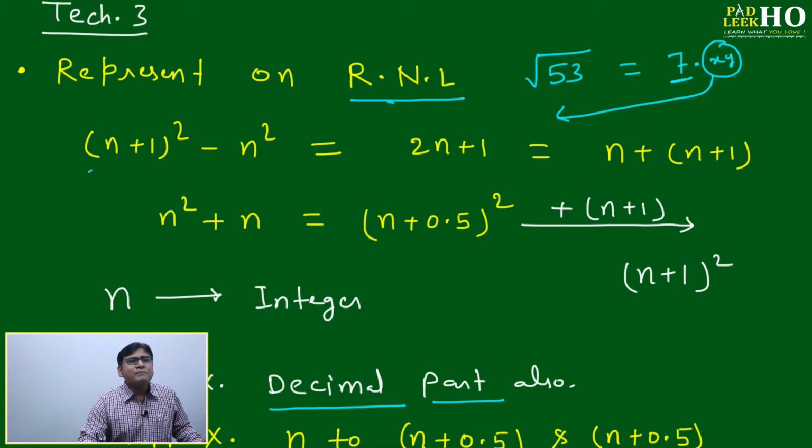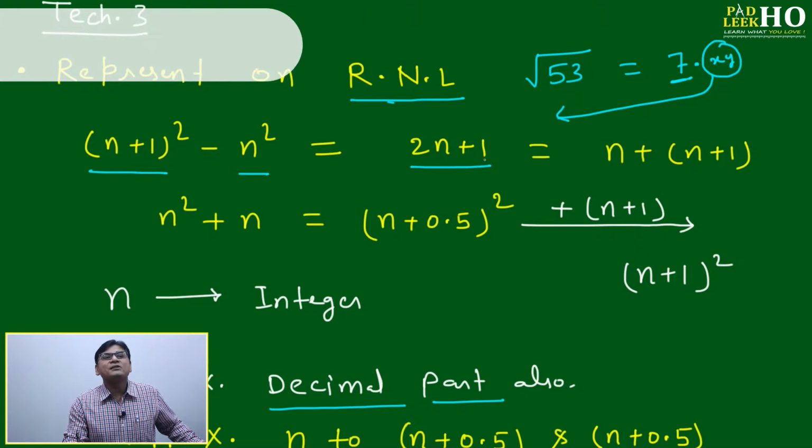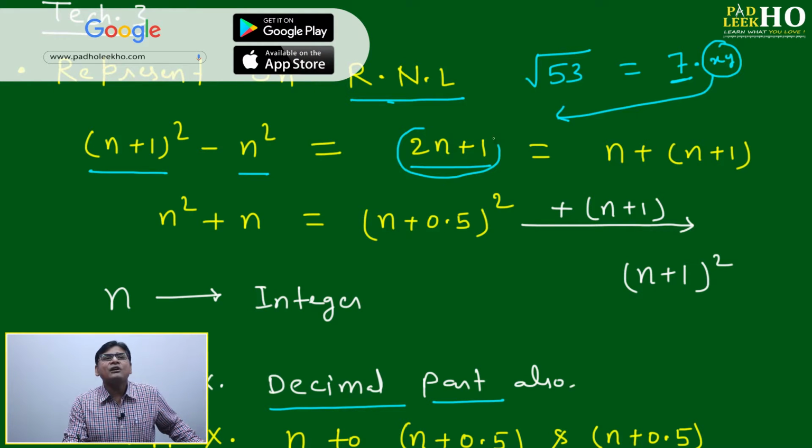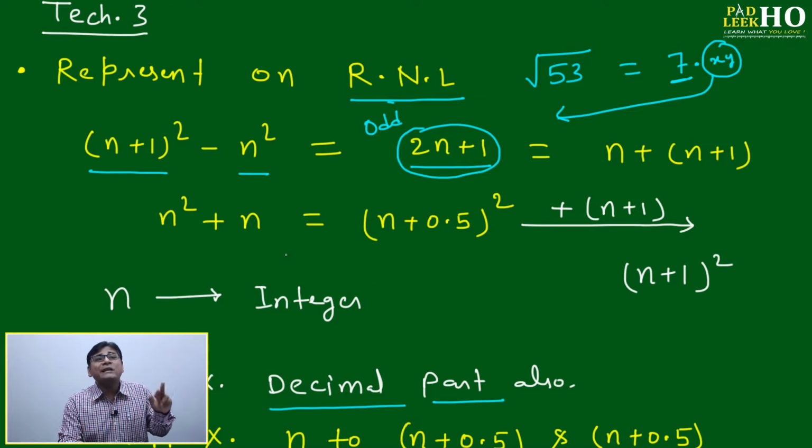How will we do it? One simple concept is there. Just algebra. It is an observation, not a concept. n plus 1 square minus n square will become n square plus 2n plus 1 minus n square, so you get 2n plus 1. What is this? This is an odd number. 2n plus 1 will always be an odd number. It means the difference between two consecutive square numbers will never be even. It will always be an odd number.